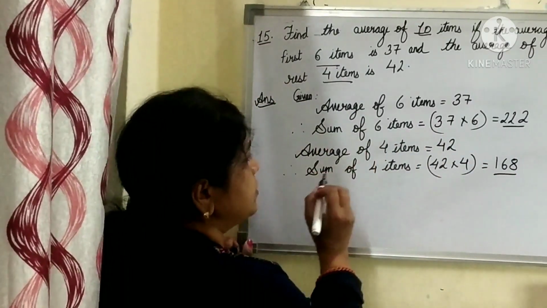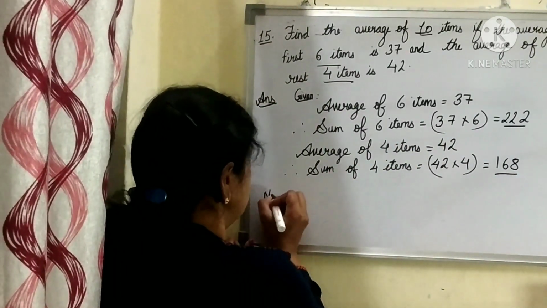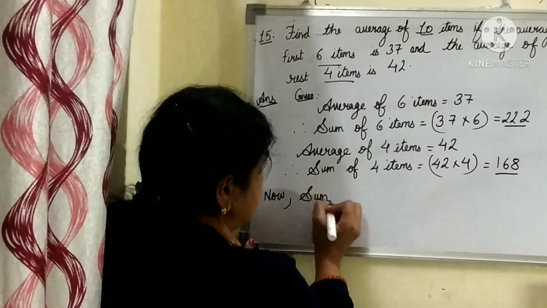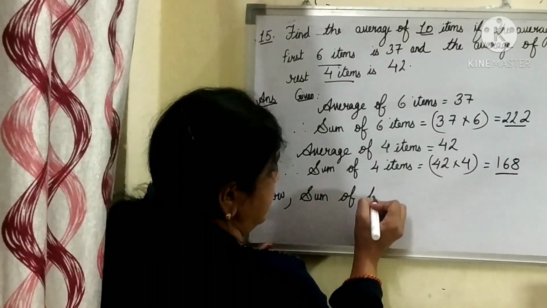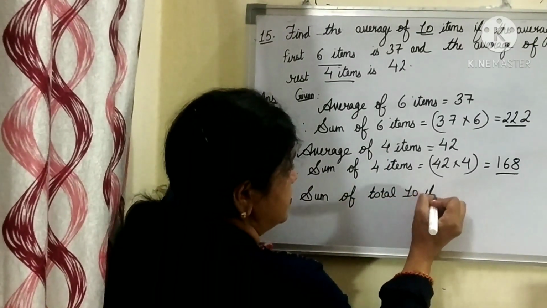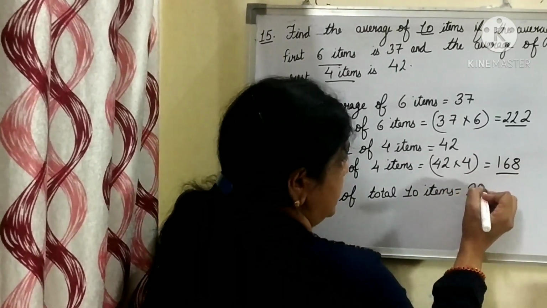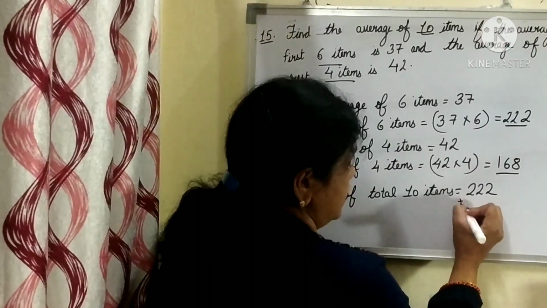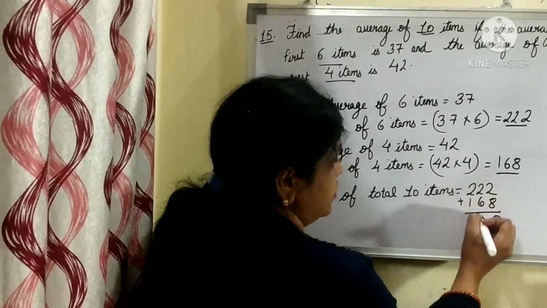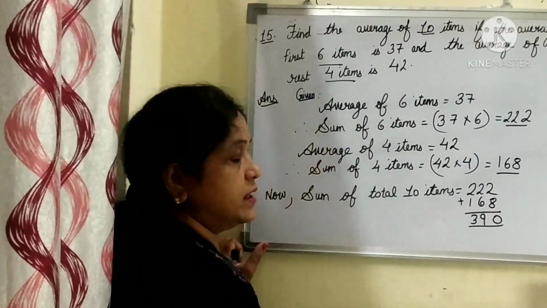Now sum of 6 items we know, sum of 4 items we know. Therefore, sum of total 10 items is equal to, we will add these two, that is 222 plus 168. 8 to 10, 6 to 8, 8 plus 1 is 9, 2 plus 1 is 3. How much did it come? It came to be 390.